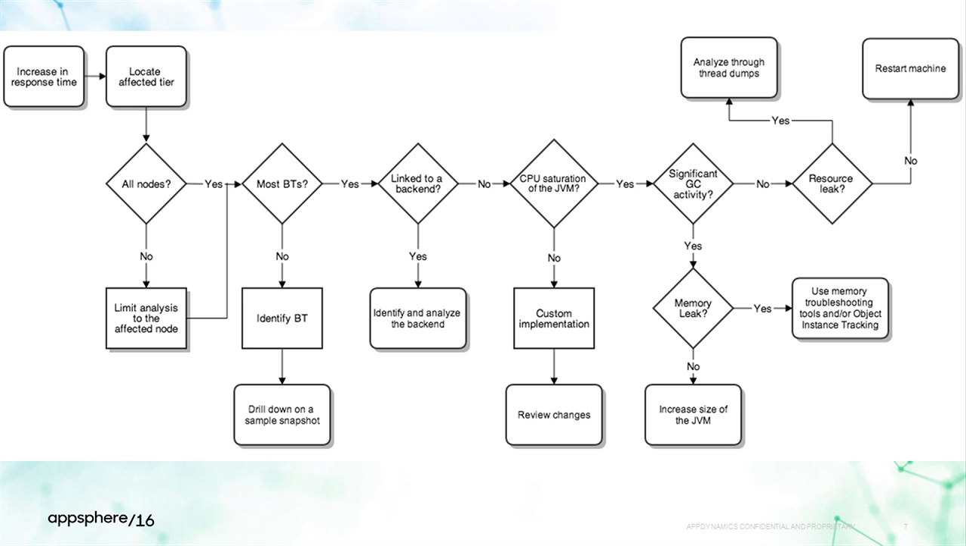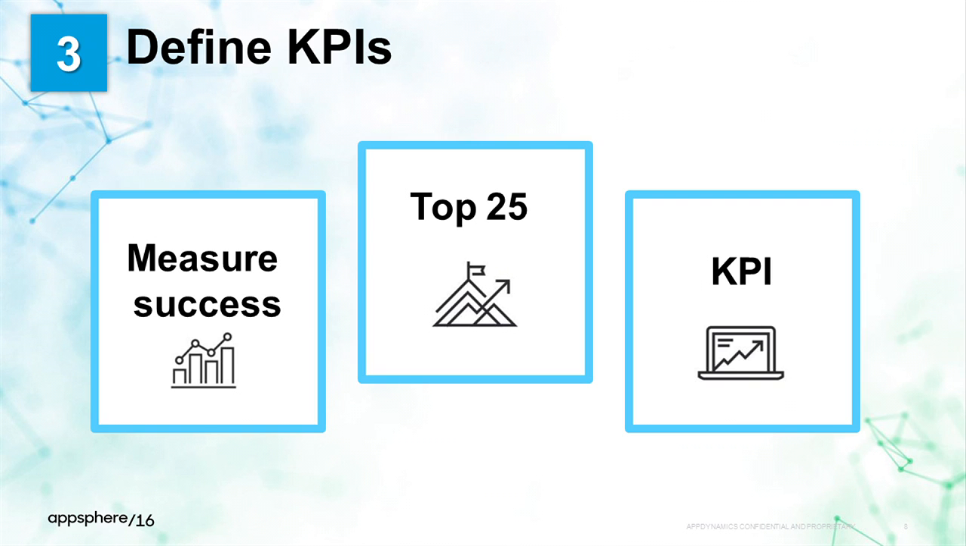Let's move on to number 3. Define KPIs. If you don't know what you should measure, you don't know your status. In AppDynamics, you will have at least 100,000 metrics. The larger customers have a couple of million metrics. Not every one of these metrics is equal. Some are more equal, and we definitely want to know them and define them to track progress.